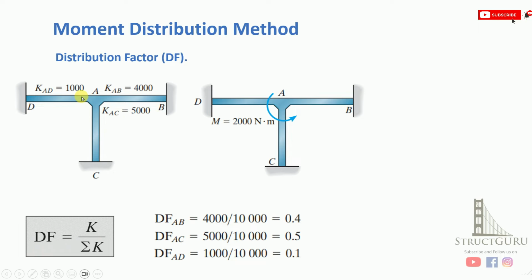Now that means 40% of the moment will be supported by member AB. Similarly, in order to find the distribution factor for AC, again the formula will be the same. Stiffness of that particular member, which is 5,000, and the total stiffness is 10,000, and this becomes 0.5. That means 50% of the moment will be supported by member AC, and the remaining 10% of the moment is to be supported by member AD.